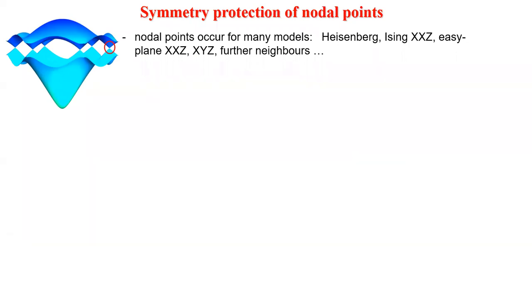This is not specific to the Heisenberg model. In fact, this symmetry protected degeneracy occurs for a wide range of models. It occurs, for example, for the Ising XXZ model, where we have easy axis spins pointing out of the plane. It occurs for the easy plane XXZ model, where spins are in the plane. It also occurs if we have a more general type of interactions, where the interaction along the plane, perpendicular, and also along Z are different, so XYZ type interactions.